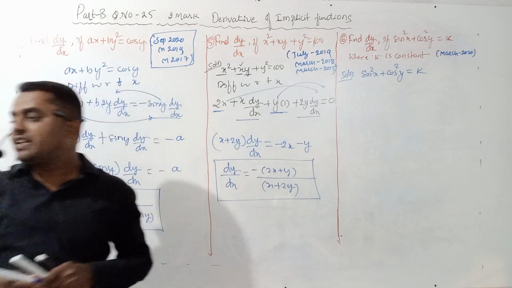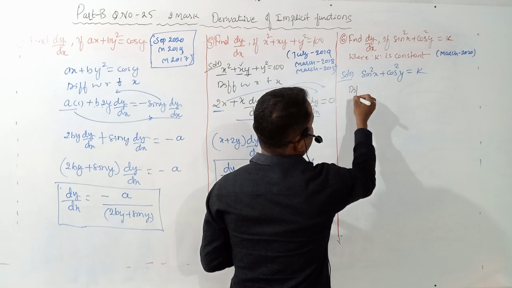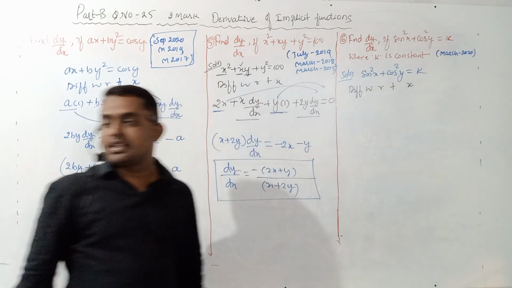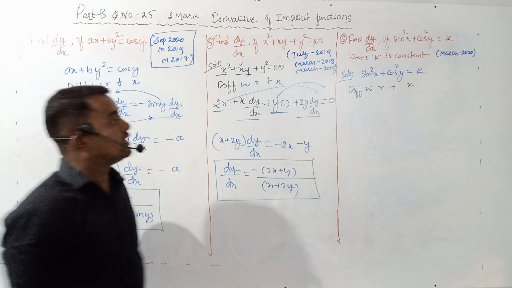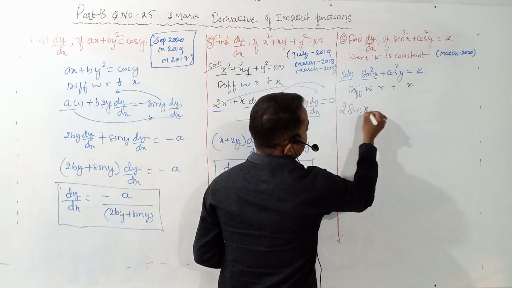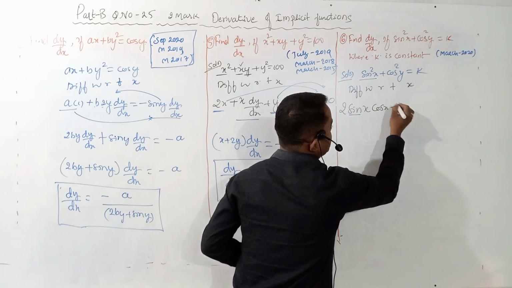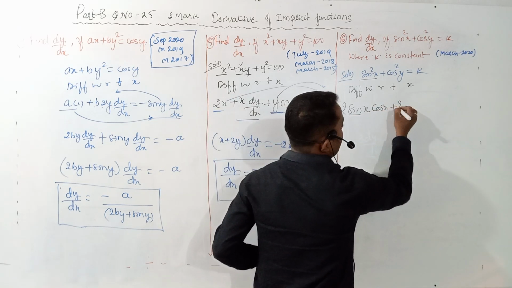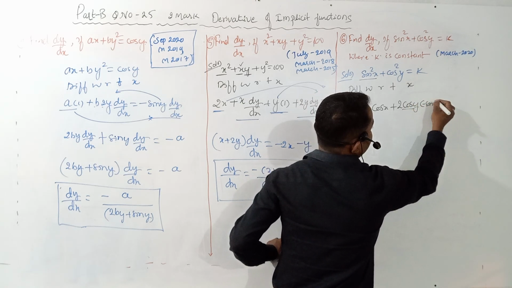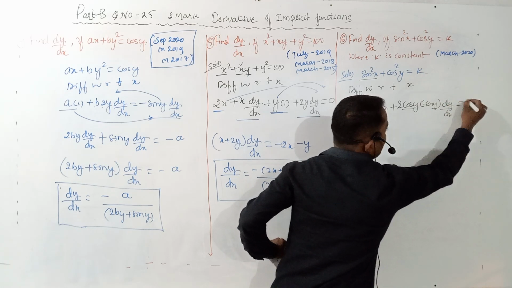After writing the first step, differentiate with respect to x. Derivative of sin square x, 2 comes back side, 2 sin x. Derivative of sin x, cos x. Plus derivative of cos square y, 2 cos y. Derivative of cos is minus sin y. Derivative of y, dy by dx. Derivative of k, 0.